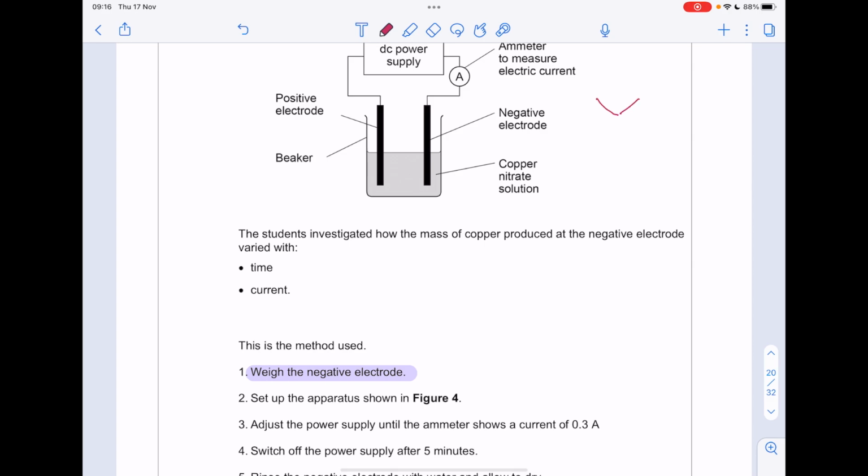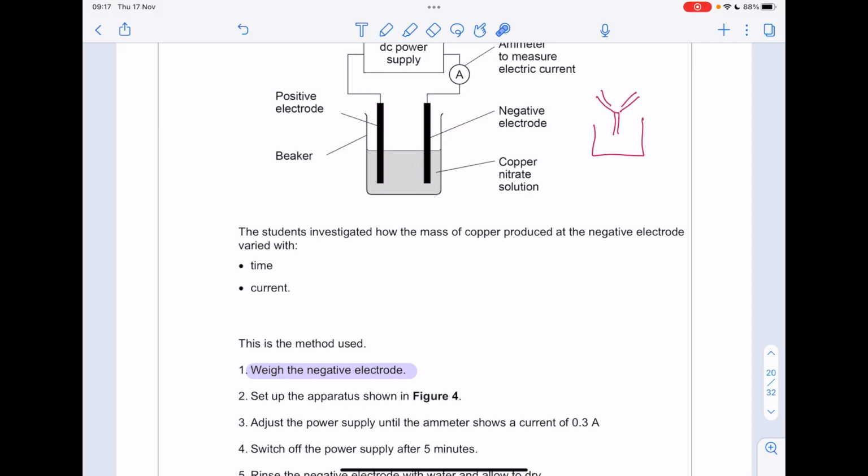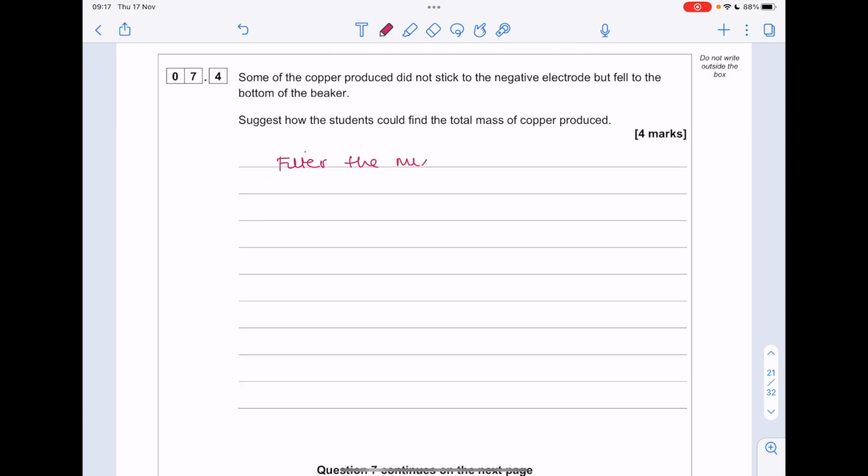So remember, here's your funnel with your filter paper. And then you pour that mixture of copper nitrate solution with the copper through the funnel. It should collect in the filter paper. You allow it to dry to get rid of any excess water and then weigh it, and that will tell you the mass of copper. Importantly, remember you need to add it to the mass that was already on the negative electrode.